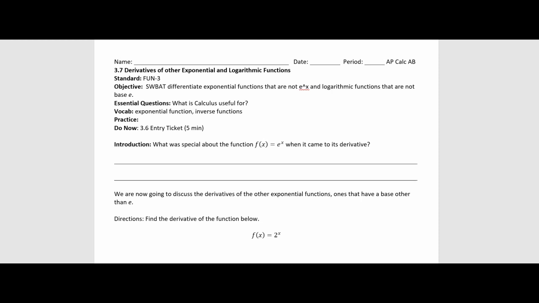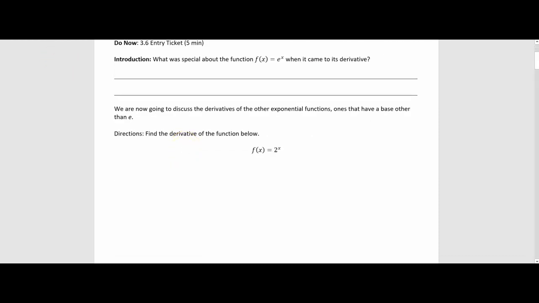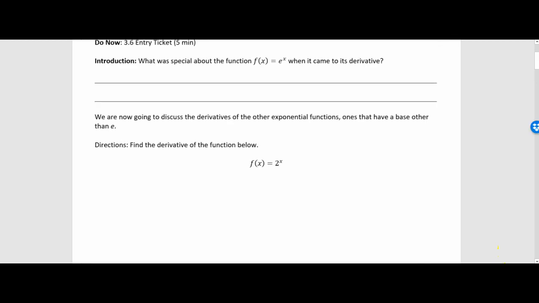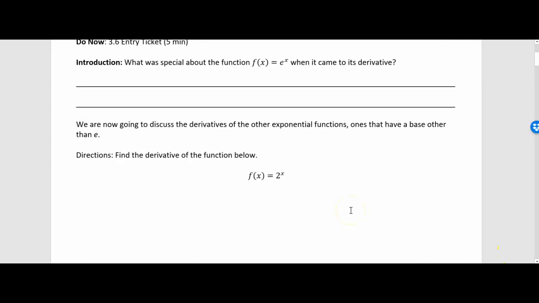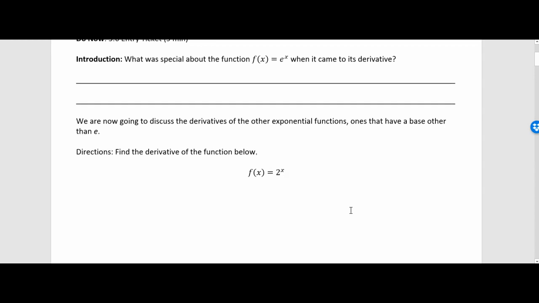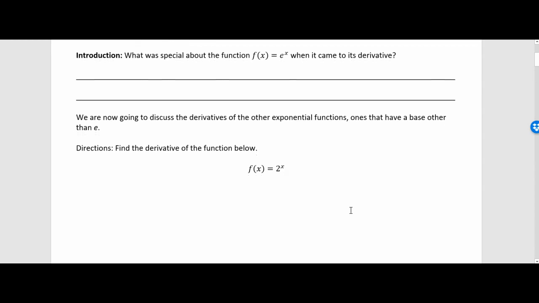Let's look at this introduction question first before we actually get into how to take those derivatives. Maybe it's the same process we've been working with, maybe it's different, but we'll figure that out in a second. First, let's answer the introduction. It says, what was special about the function f of x equals e to the power of x when it came to its derivative? So go ahead, pause the video, write down what you know about that derivative.